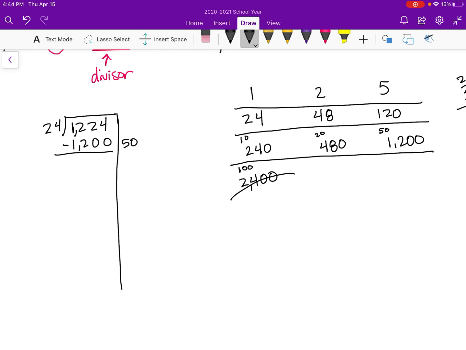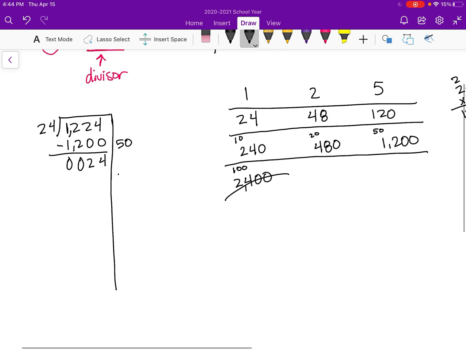So I write my number of groups I'm taking away on the right side of that line, keeping track of that number. 4 minus 0 is 4. 2 minus 0 is 2. 2 minus 2 is 0. And 1 minus 1 is 0 as well. So now I just have 24. Well, one group of 24 is 24. So I just have to take away one more group, end up with 0.